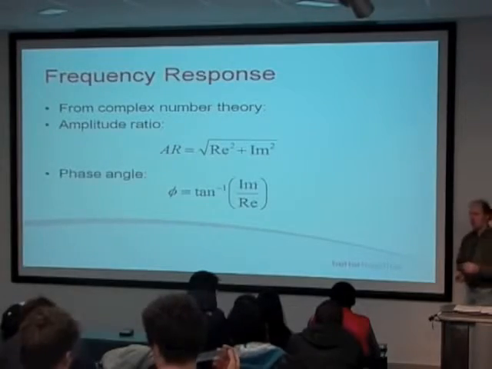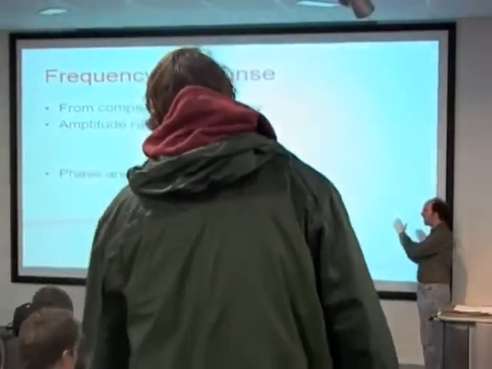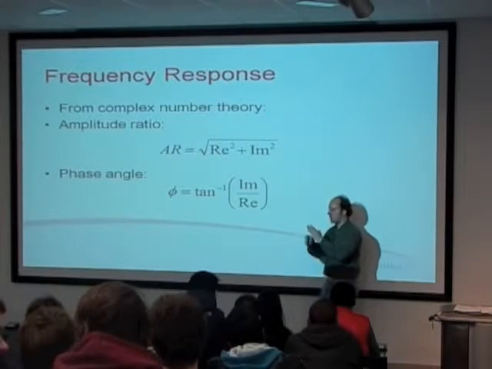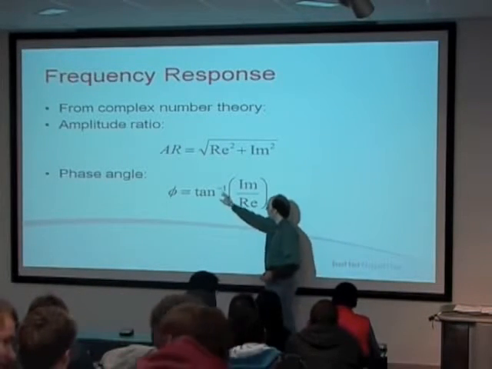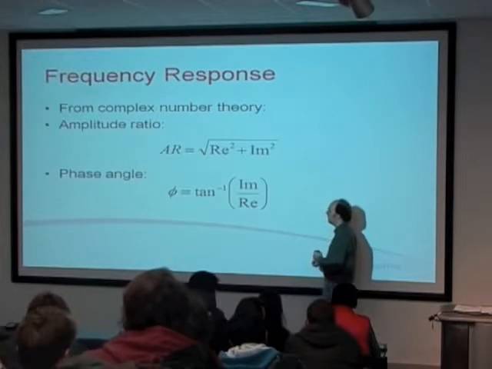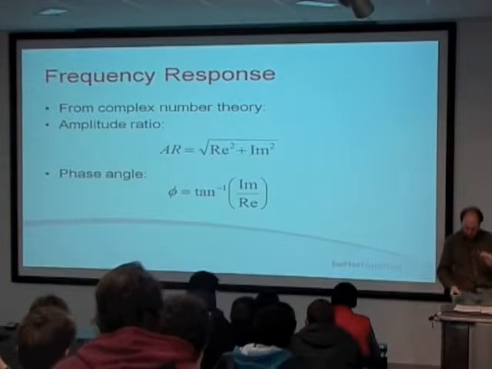Now the phase angle, again, this is the angle that line makes, and that's going to be the tangent, because we're dealing with a right-angled triangle. It is going to be the inverse tangent of the imaginary number over the real number, and that will give us an angle of that line. So that will give us the phase angle.